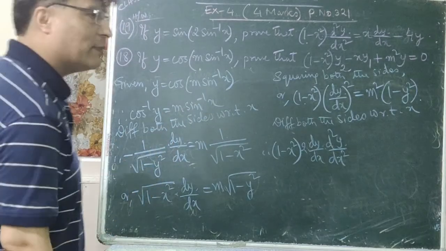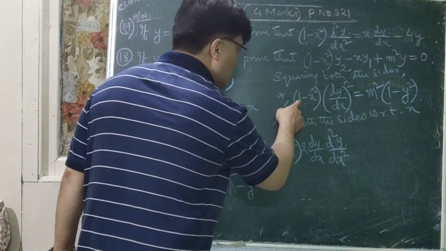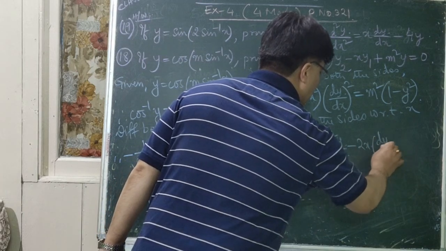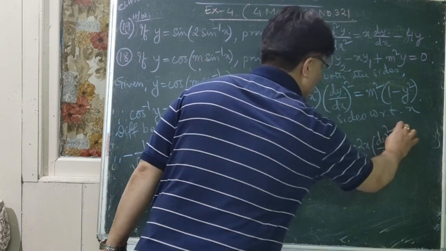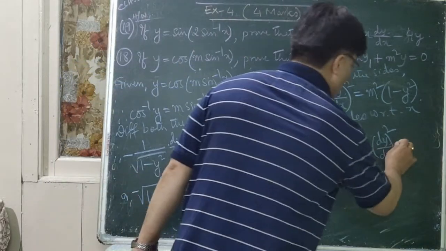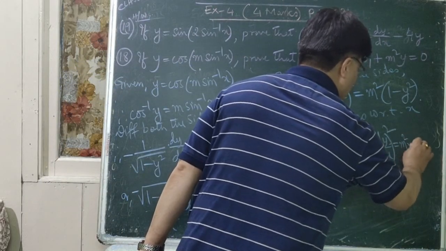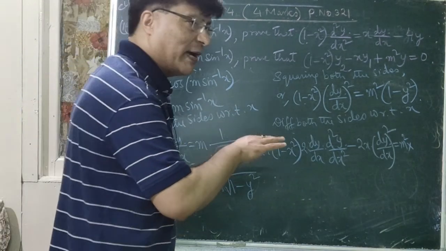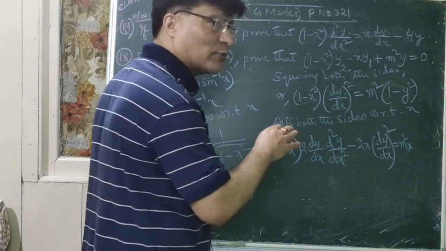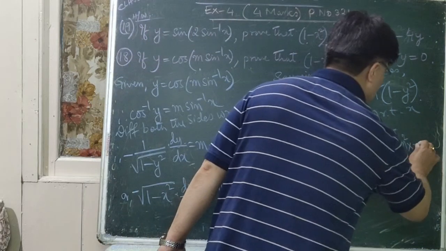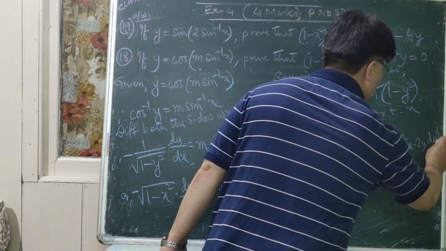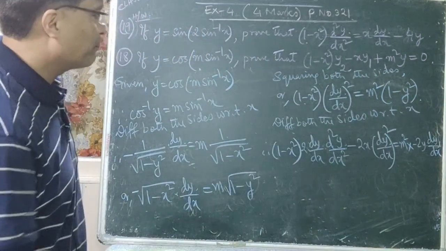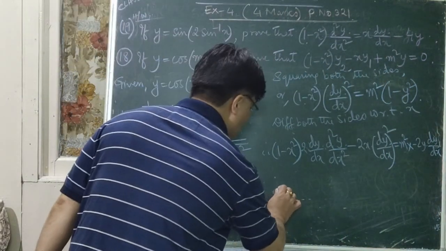Now differentiate 1 minus x square. So it will be 0 minus 2x. So it is minus 2x into (dy by dx) whole square, right? Which is equal to m square into, now differentiate 1, it is 0. For minus y square, what is the differentiation of minus y square with respect to x? It is minus 2y into dy by dx. Is that clear now?